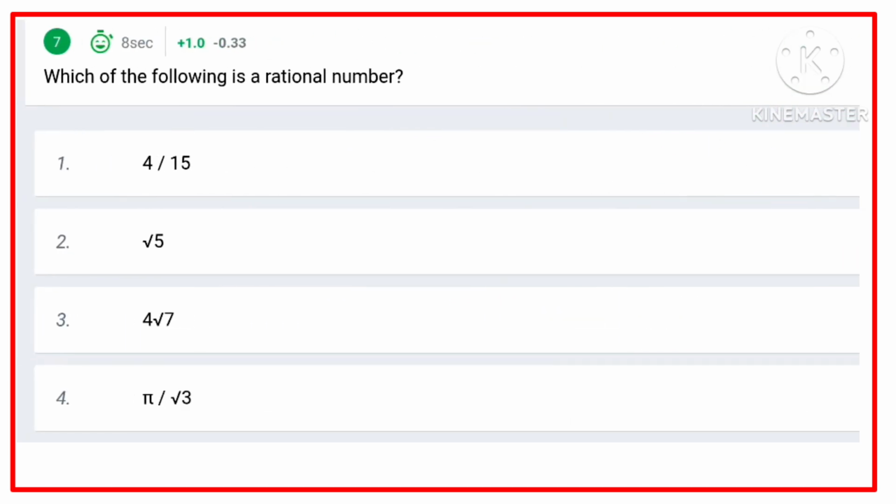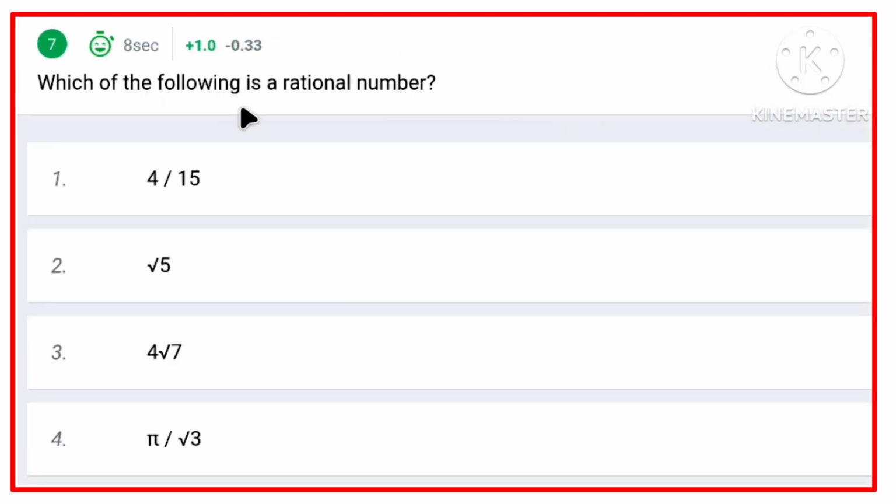Let us see the next question. Here you are asked to find out which of the following is a rational number. Rational number means we have already discussed the number which can be written in the form of a by b and where b is not equal to 0. So here this has been written in the form of a by b and this b is not equal to 0. So directly this is going to be your answer. No need to check the other options. Directly you can mark your answer as option number 1.